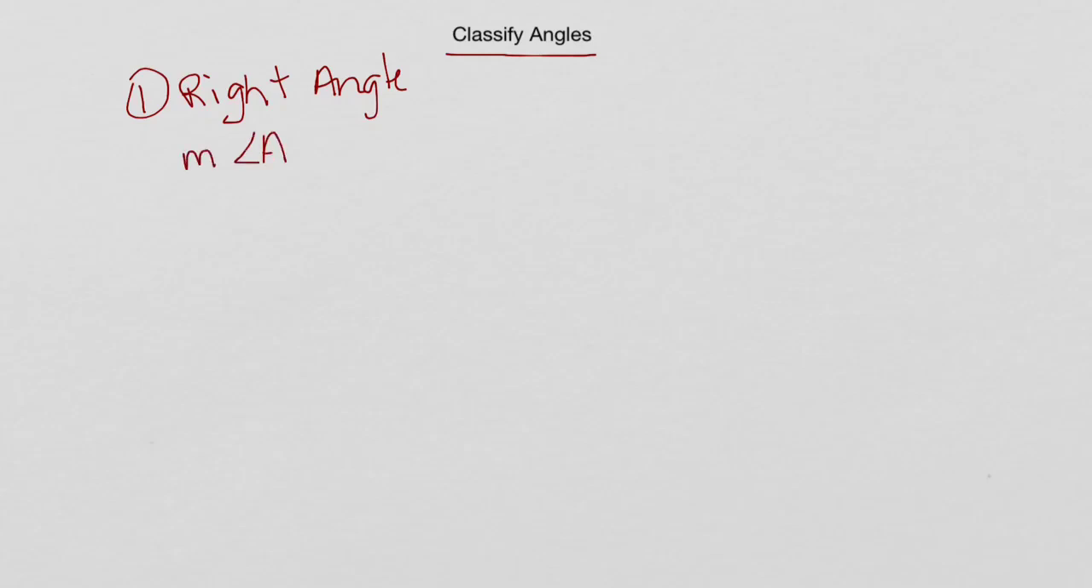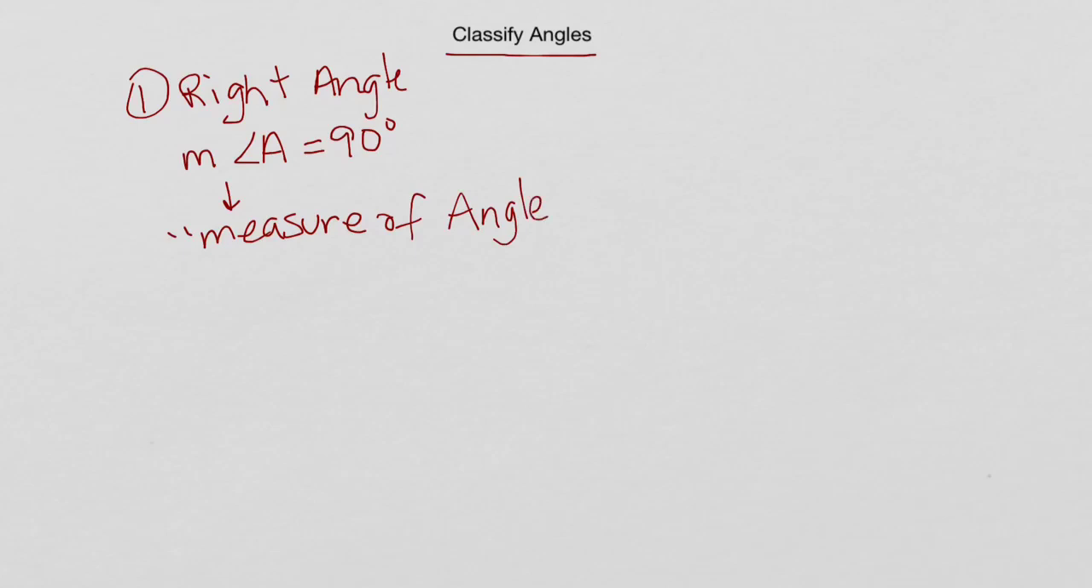Okay, we're going to talk about how to classify angles. So, the first type of angle we're going to talk about is a right angle. And a right angle has a measure of 90 degrees. So let's say the measure of angle A is 90 degrees. This reads the measure of angle A. That little m before the angle means measure of angle A is 90 degrees. That's how you read that out loud.